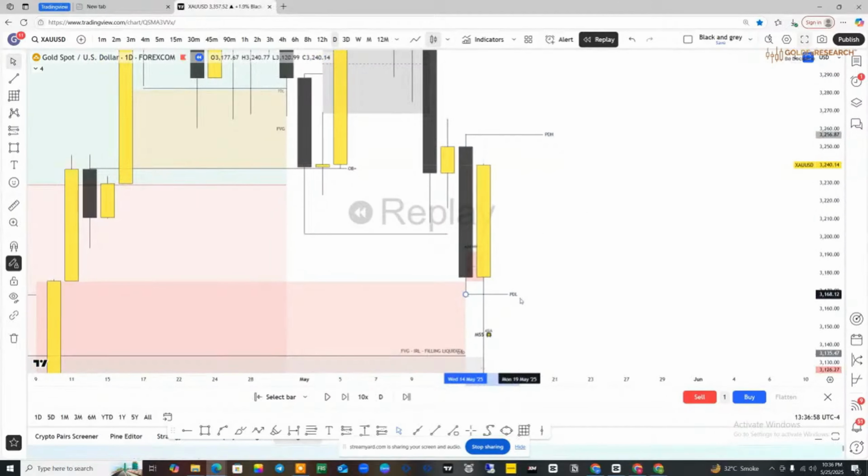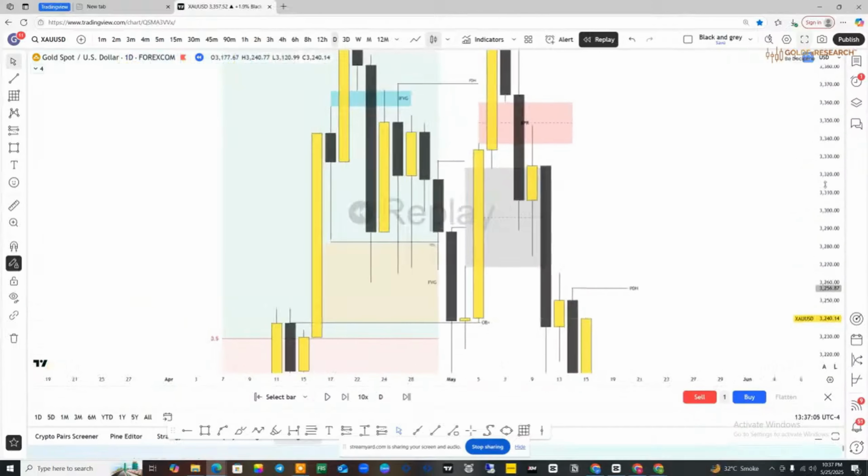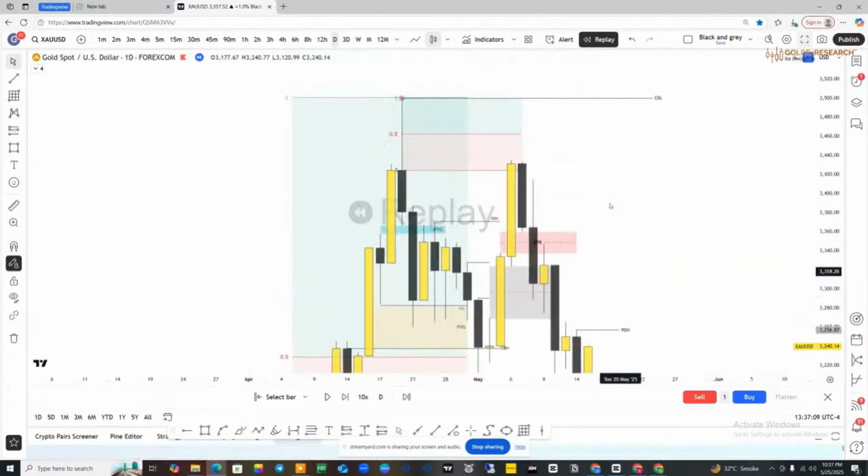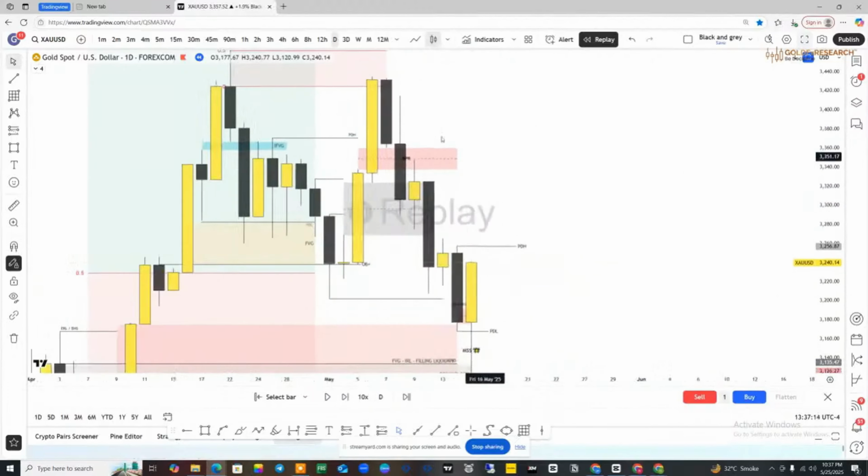Now look, the market has tapped the previous low. It has grabbed the liquidity of the previous low. The previous high was your target for the short term. So what will be your target for the long term? It will be the ERL of the market, meaning I expect the market to reach an all-time high. And it definitely will, inshallah.